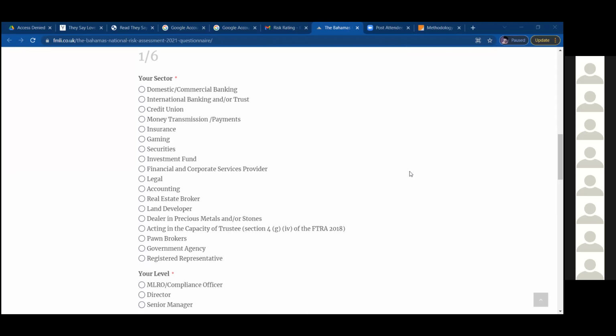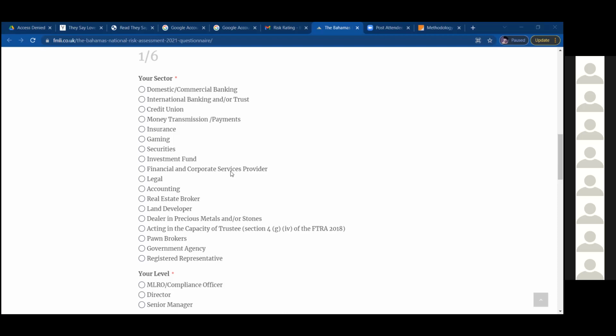What's a registered representative? Dealer in precious metals and stones. Like a law firm, whoever is representing a third party. That's normally like a registered agent, somebody doing corporate services and stuff like that. Yeah, they all look pretty familiar. There's a license for financial corporate service providers, and then one for financial services. Those people who act on behalf of others.